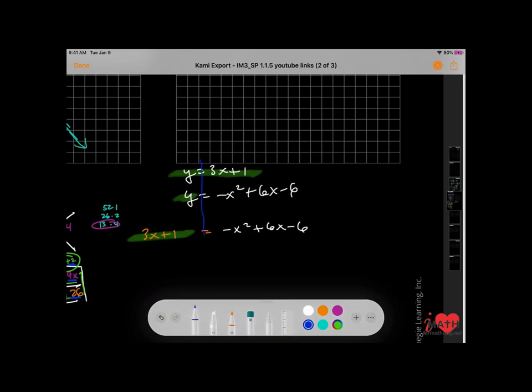And what we're going to do here is we're just going to solve. So I'm going to move this 3x to the other side. I have to use the opposite. And this one, subtract 1. So we're going to get 0 equals negative x squared plus 3x minus 7.